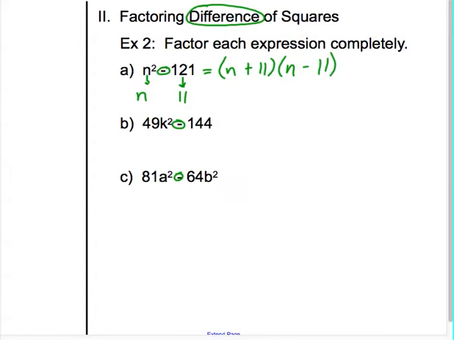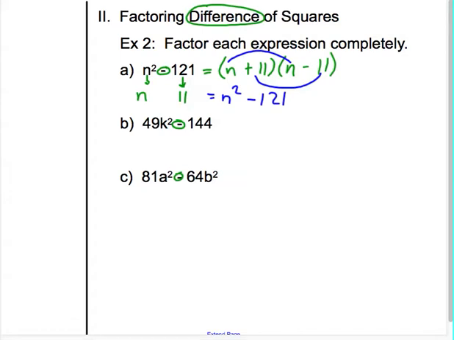So just to check our work and make sure we understand where this is coming from, n times n gives us n squared. And remember, when we multiply conjugates, there was that shortcut where we could do the first two terms times each other, and then the second two terms times each other, minus 121. So that gets us what we started with.